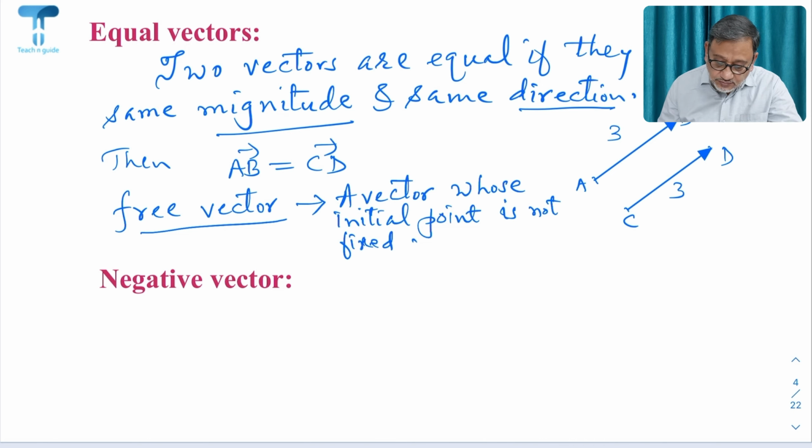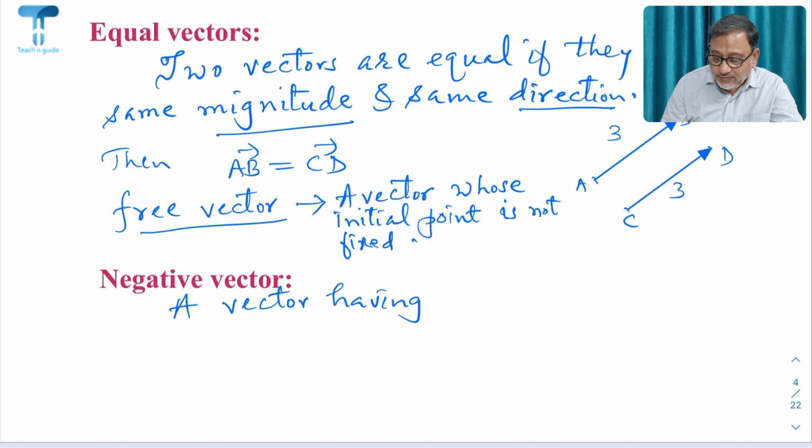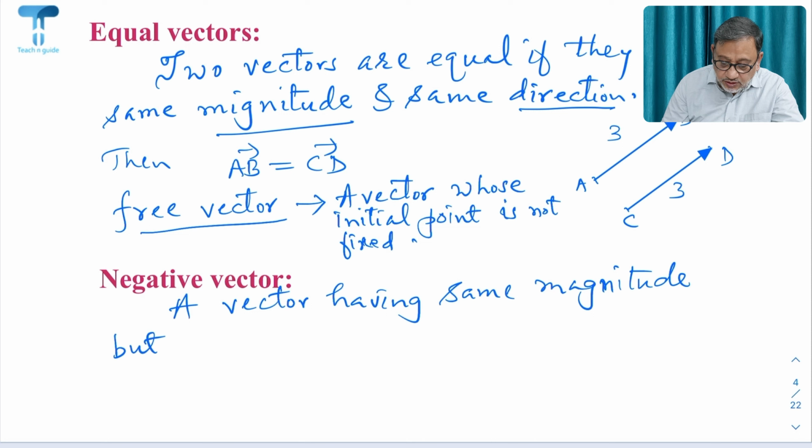Okay, then the negative of a vector. A vector is called the negative of a given vector if it has the same size but exactly the opposite direction. So same size and opposite direction: a vector having the same magnitude but opposite direction.